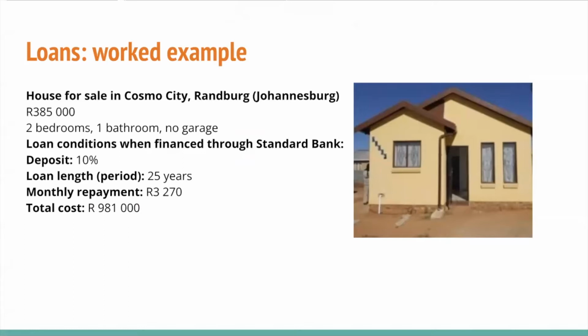It says perfect home for the first-time buyer, close to shops and schools, newly painted and tile floors, 2 bedroom, 1 bathroom. The loan conditions when financed through Standard Bank are: you pay a deposit of 10%. The loan length is 25 years. Monthly repayments are 3,270, and the total cost at the end of the loan period is 981,000 Rand. So we are going to define a few of these terms.